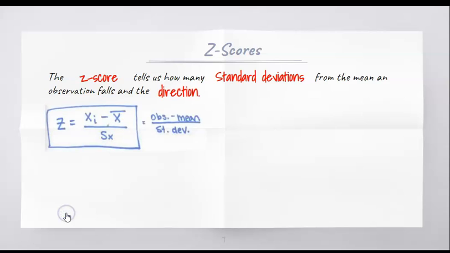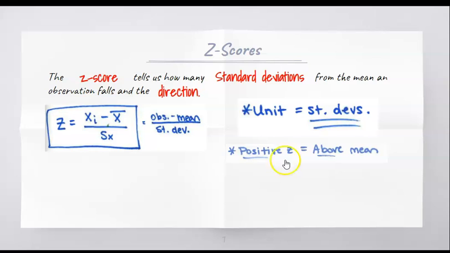Okay? So here's the formula. You take the observation, subtract the mean of the sample, and you divide by the standard deviation of the sample. This creates the z-score. So the unit for z-score is standard deviations. Now, if it's positive, that means the observation was greater than the mean. So it's how many standard deviations above the mean. If my z-score comes out negative, that just means it's below the mean. This observation value is lower than the average value.